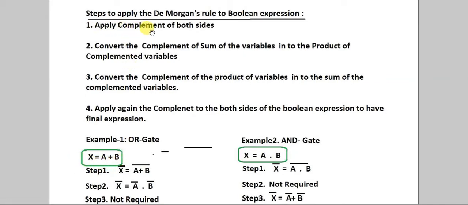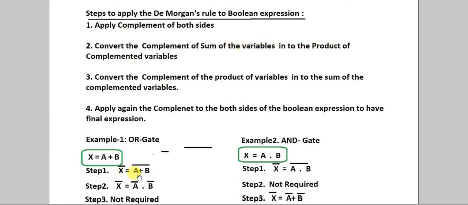It says that first apply the complement on both sides. So here we do step 1: we take the complement of x on the left hand side and the complement of the right hand side. Then it says to convert the complement of the sum of the variables into the product of the complemented variables, or convert the complement of the product of variables into the sum of the complemented variables, whichever is applicable.